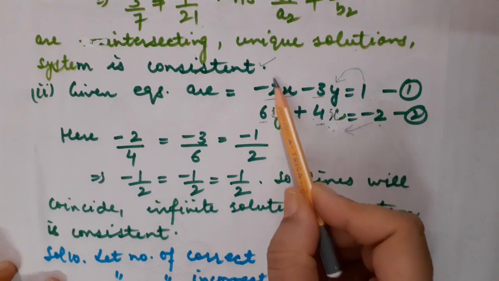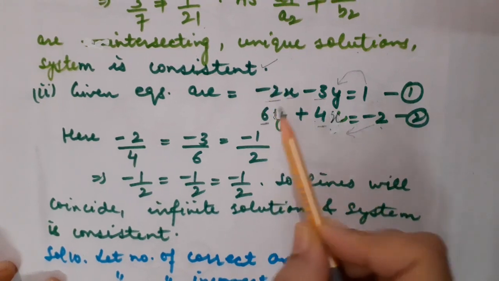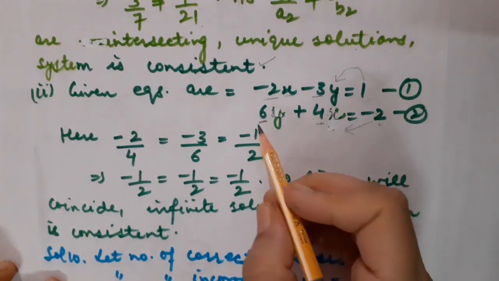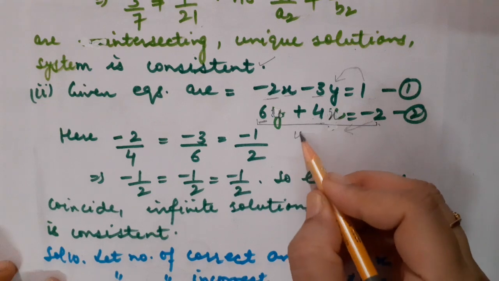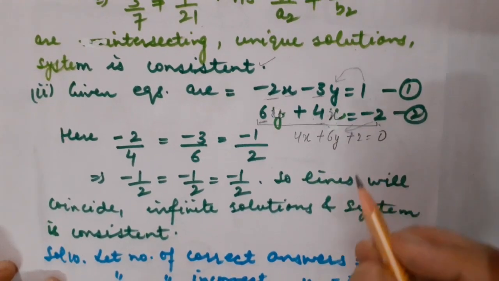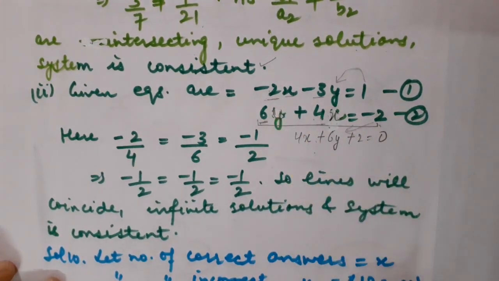Sorry beta, maybe by mistake I have spoken that A2 is 6. In fact here A2 is 4 and B2 is 6. Okay, you can write this equation like this: 4x plus 6y plus 2 is equal to 0, because the coefficient of x will be compared with the coefficient of x only.